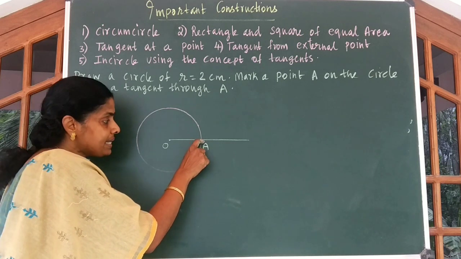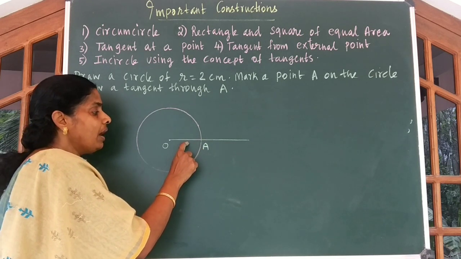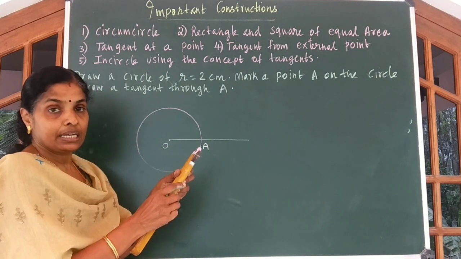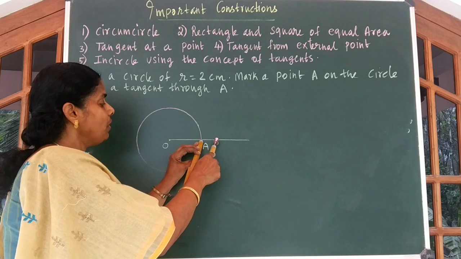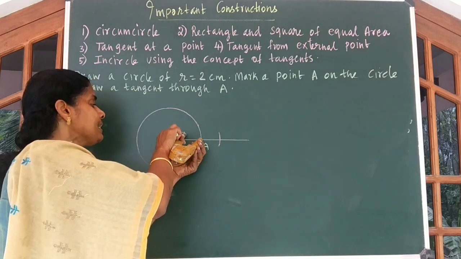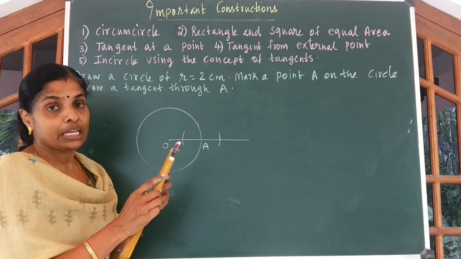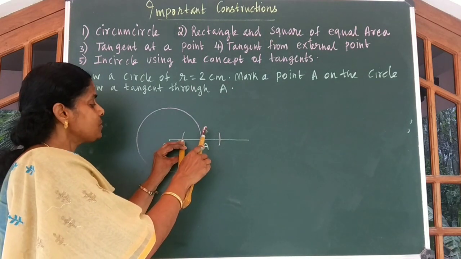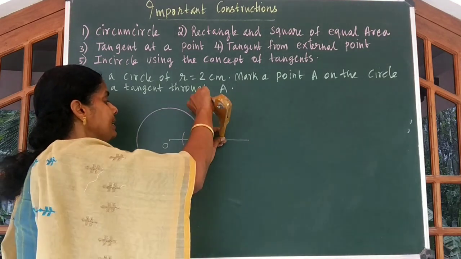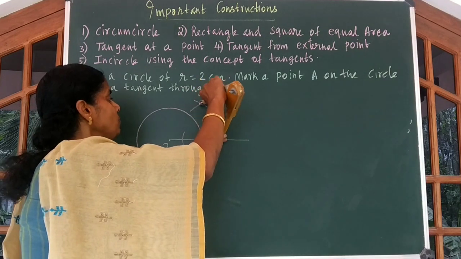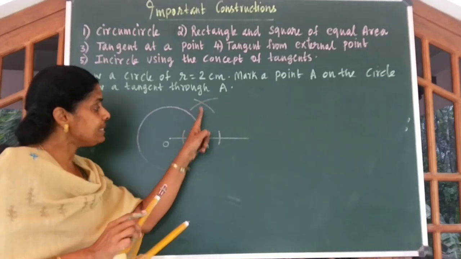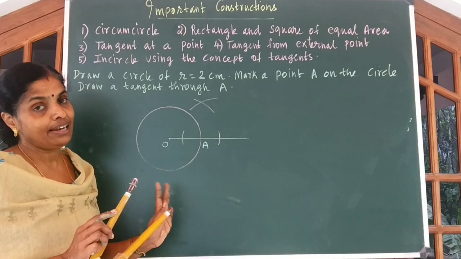Keep your compass at A and draw 2 arcs of equal length on both sides of A. Now, keep your compass at these 2 arcs and draw 2 more arcs of the same radius. So, you will get 2 arcs and they meet at a point. Now, join this point to A, you get the tangent.